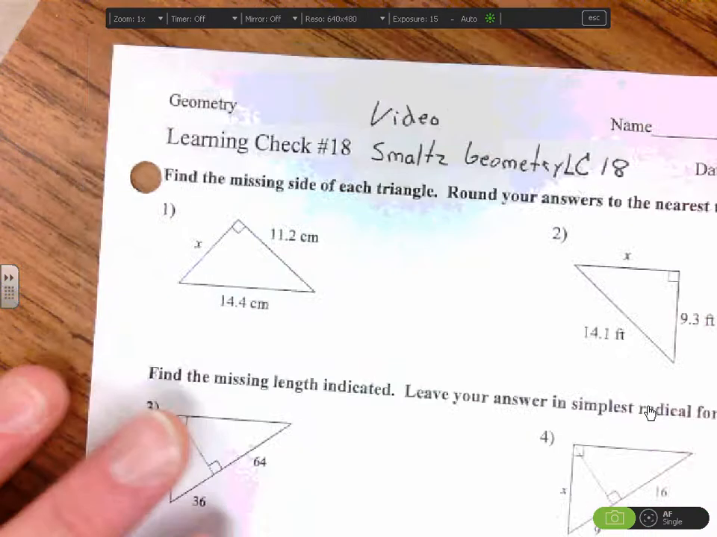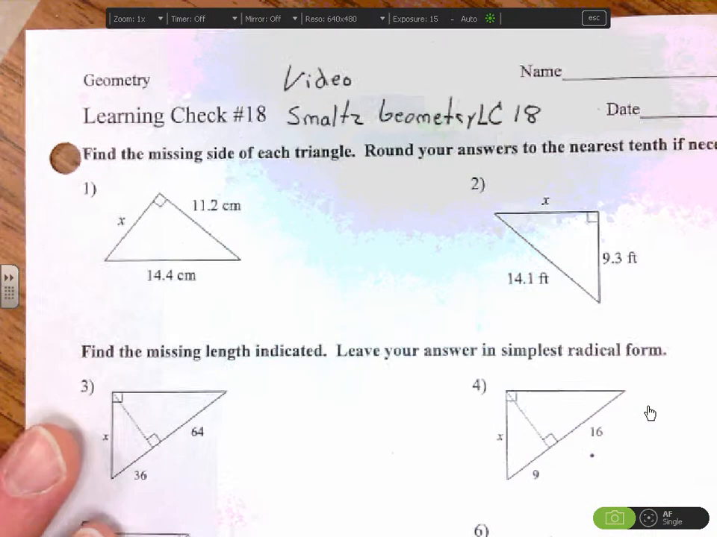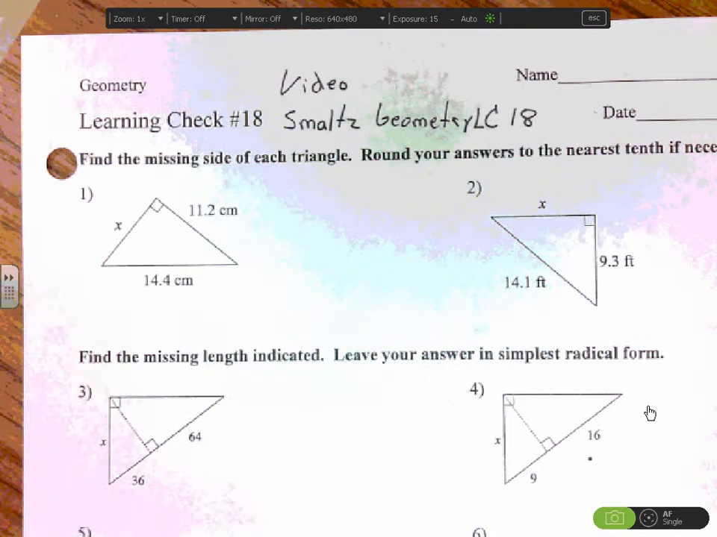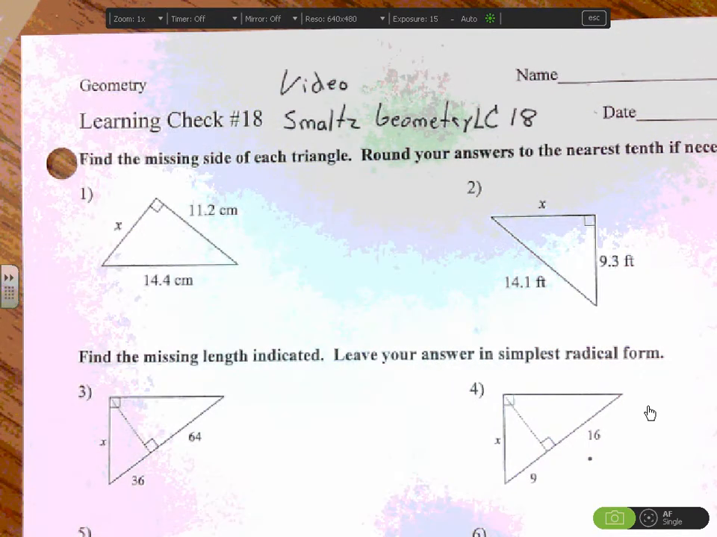All right, let's get started here. Learning check number 18. This is the video, so we can redo this during RTI. Let's start with number 1.